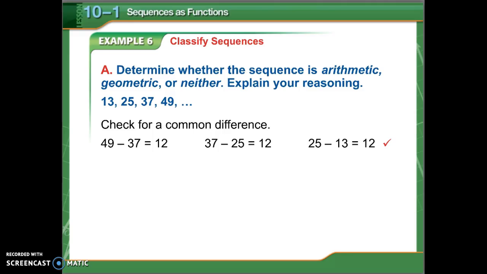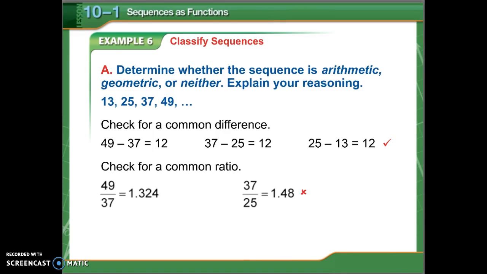And when you look at these numbers, the first thing that you're going to want to do is check for whether or not there's a common difference or a common ratio. So checking for the common difference, if you take 25 and subtract 13 from it, or 37 minus 25, or 49 minus 37, each time you'll notice that you get 12.